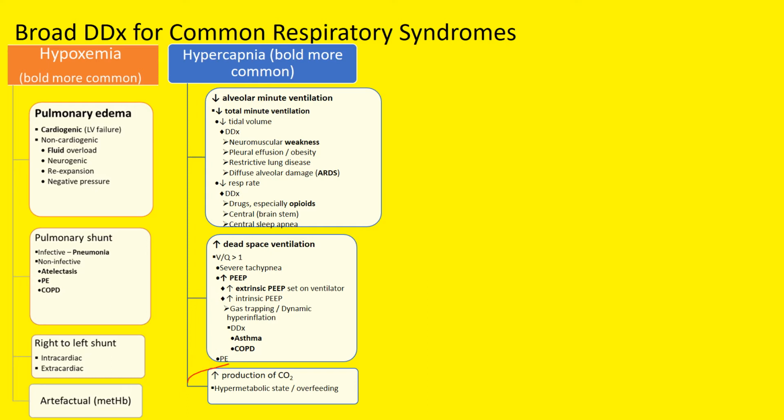Of course, very rarely you can have increased production of carbon dioxide, really a hypercatabolic state from burns or something like that, or maybe the dietitian has come and fed the patient at 200 mils per hour, and producing lots of carbon dioxide.